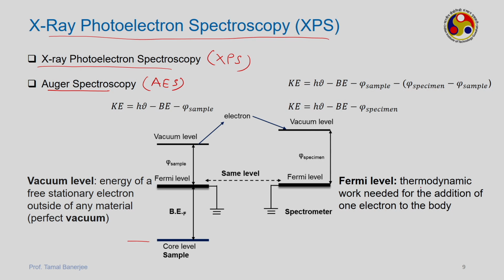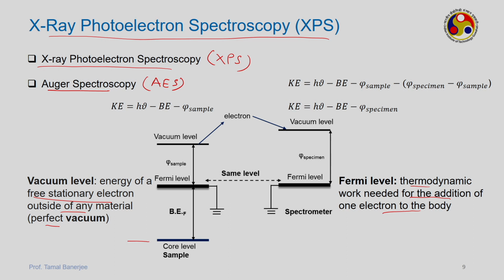What is Fermi level? Fermi level is the thermodynamic work needed for the addition of one electron to the body. So, it means this much of energy it is already possessing. Then if you want to take this out into vacuum, you have to supply this much of energy, and then another part of energy, so that it goes into vacuum. What is vacuum? The energy of a free stationary electron outside of any material. So, Fermi level means you are at a point where it is not at vacuum, but this is the amount of work you require for addition of one electron to the body.